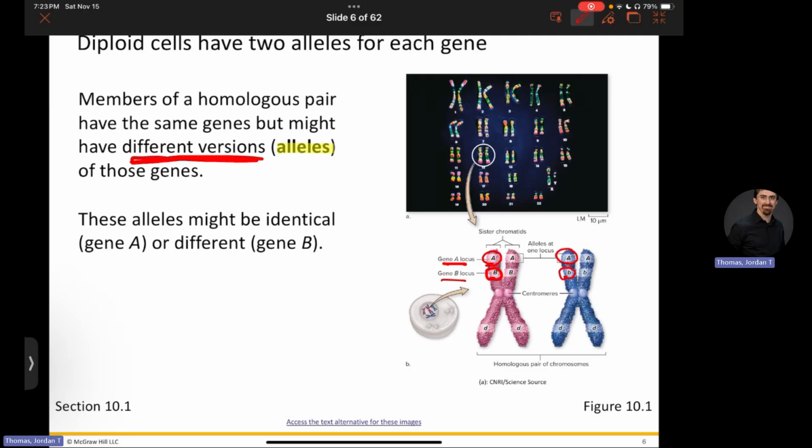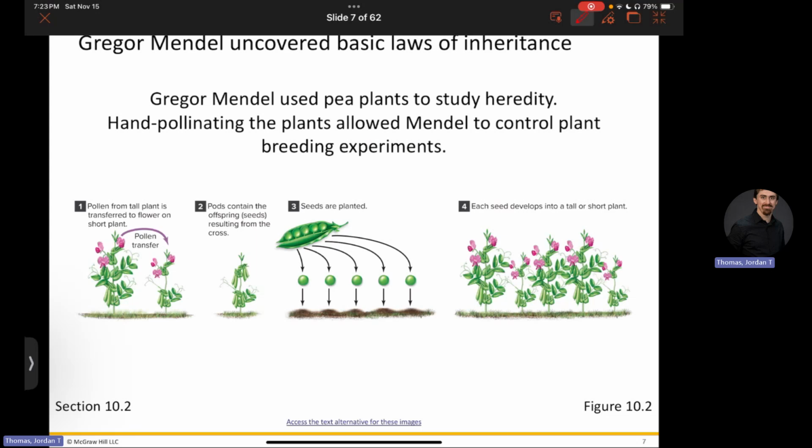The big B and the little b code for the same protein, but a slight variation of that protein. So alleles are just different versions of the same gene. Since we all are diploid organisms, we have two different alleles. They may be the same exact gene, they may be slightly different versions of the gene. But because we are diploid, we have two sets of genes that could be different.